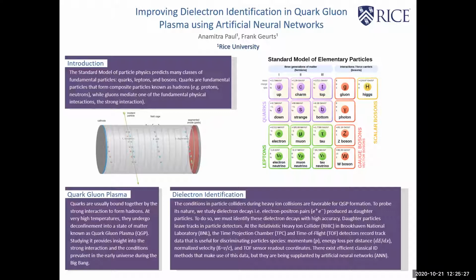To do so, we study dielectron decays in particle colliders, that is, the creation of electron-positron daughter particle pairs that result from heavy ion collisions. It's very important to efficiently identify these signal dielectron decays from other background particle decays using collider track data, such as the particle's momentum, dE/dx, or energy loss per distance value, speed, and other variables.